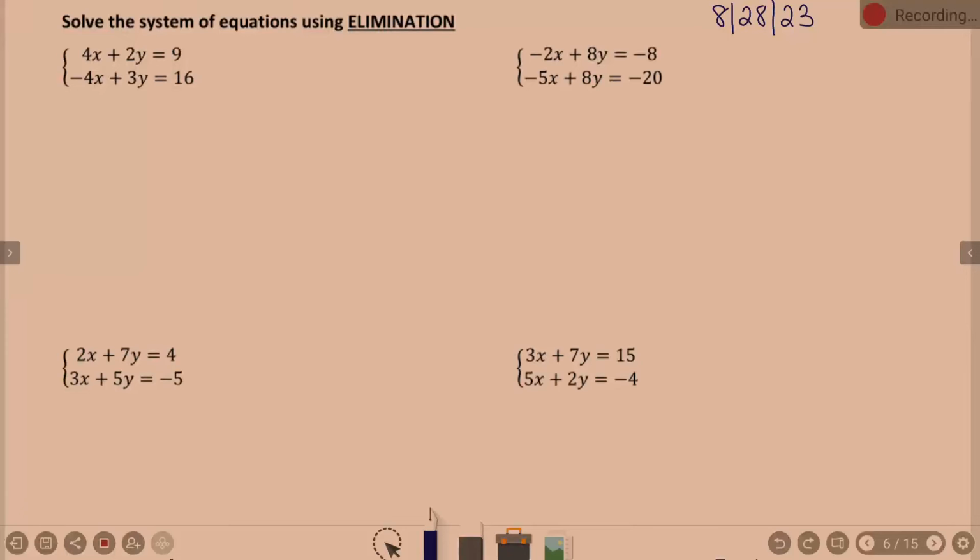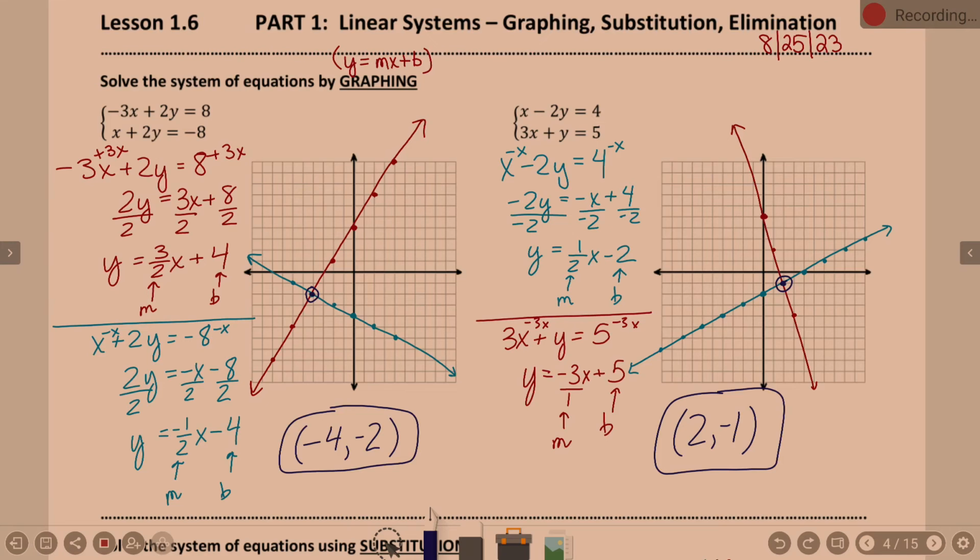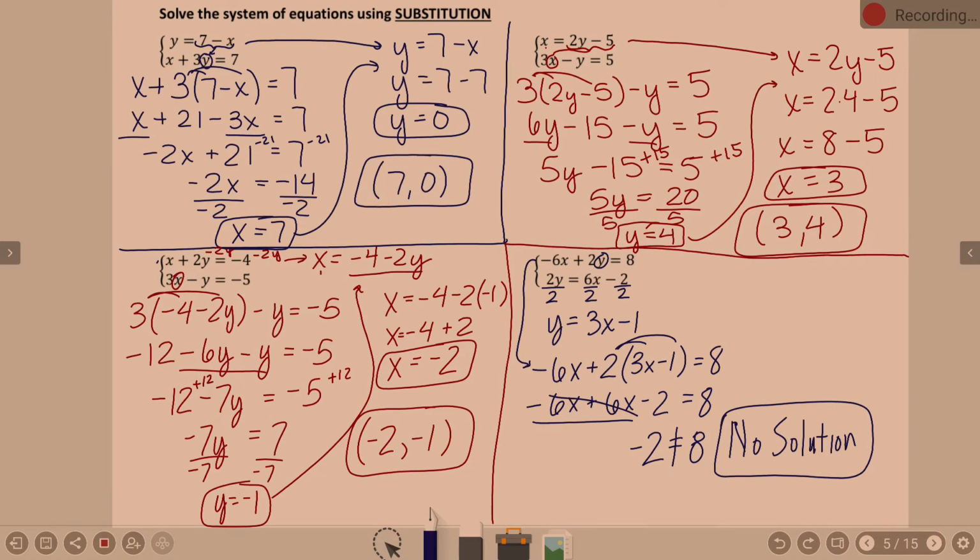Friday we graphed to solve our systems. We looked for the intersection point, and we have an ordered pair as an answer, right? And then we practiced substitution, making sure one equation is either x equals or y equals, and once you get that, subbing it into the other equation. Again, our answers were ordered pairs, unless it's a special case.